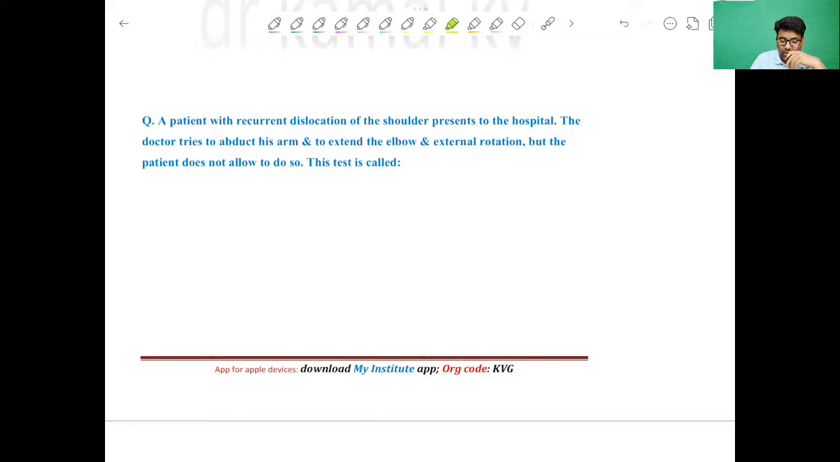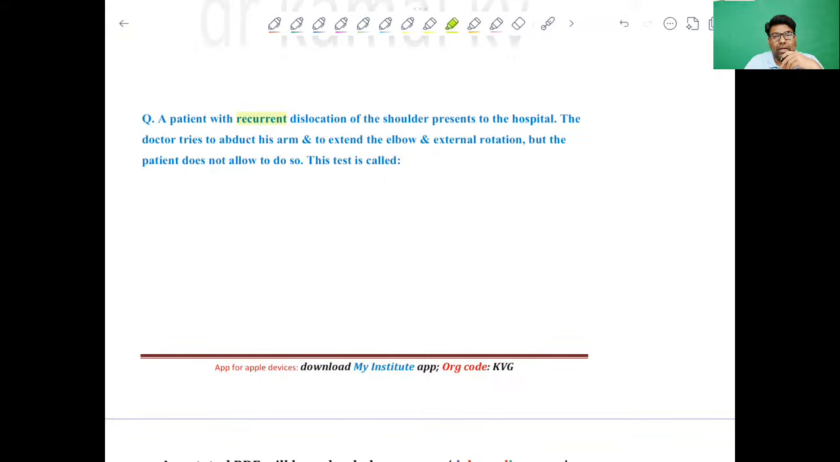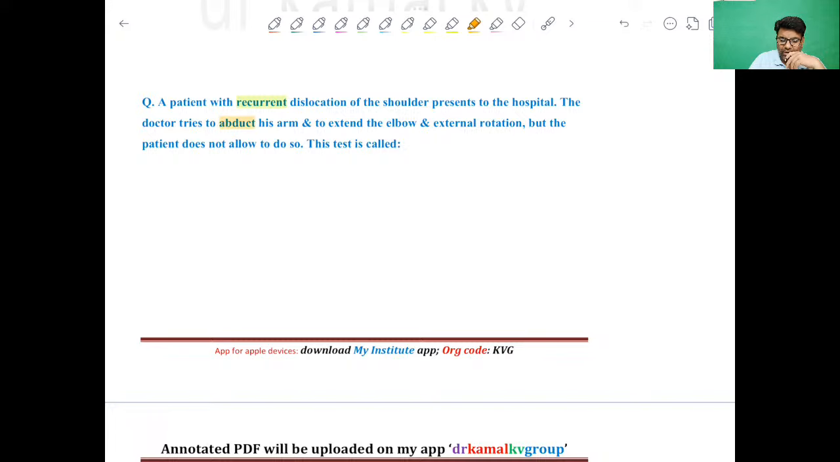Here a patient is having recurrent dislocation, and when the doctor tries to abduct his arm and extend the elbow with external rotation, now this is very important, the patient becomes very apprehensive and is not allowing the doctor to complete the test.